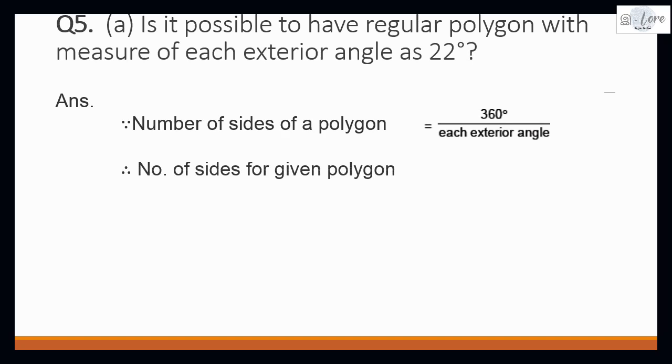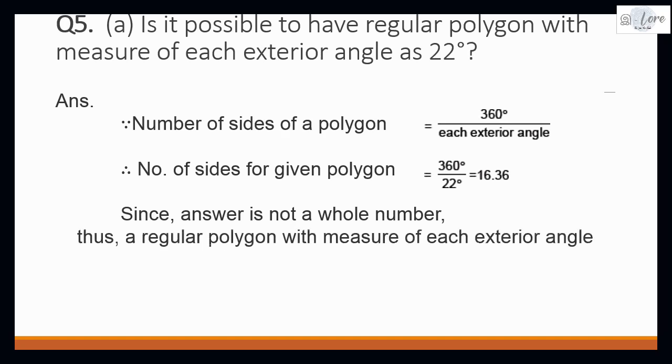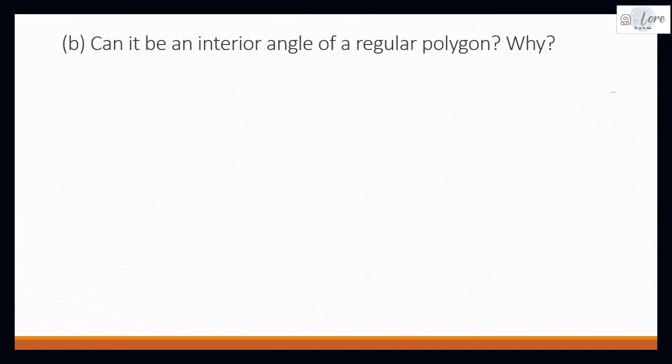Now each exterior angle is given as 22 degrees. The number of sides should come as a whole number, so we should be very careful. The number of sides of the given polygon is equal to 360 divided by 22, and the result comes as 16.36. Since the answer is not a whole number, a regular polygon with each exterior angle of 22 degrees is not possible. So the answer is no. We are not supposed to have a figure with an exterior angle of 22 degrees.